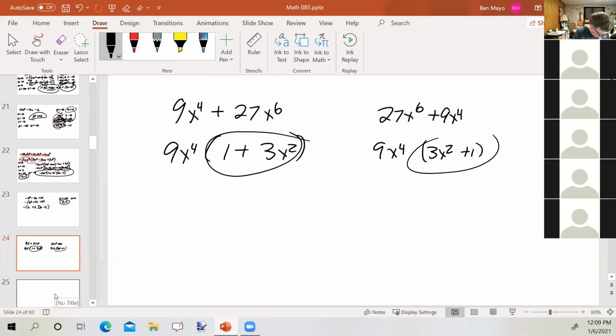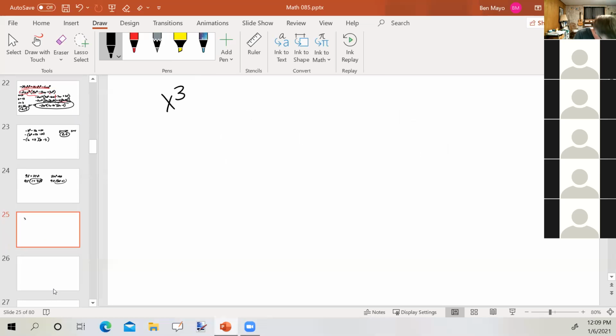Okay, let's see here. You good to go on? Yeah, okay. X cubed minus x squared plus 2x minus 2. Well, this is not a trinomial. It's got 4 terms. I guess that would be a quadrinomial, okay?